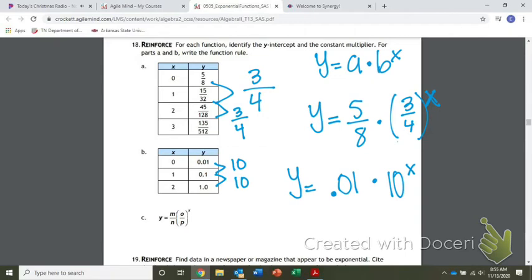Alright, now on C, all we're doing is we are determining the y-intercept and the constant multiplier. It has no numbers, but that don't really matter. Still in the same form. So, what is the y-intercept going to be? What over what? M over N. What's the constant multiplier going to be? Over P. Still in the same form.